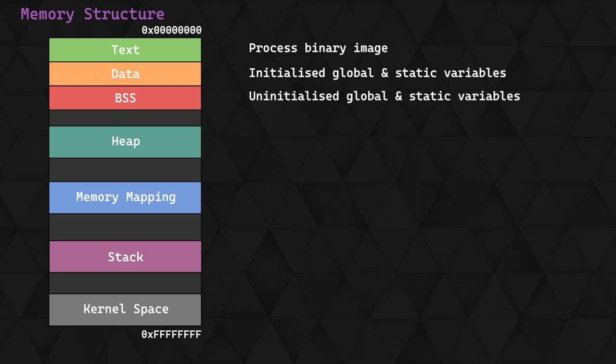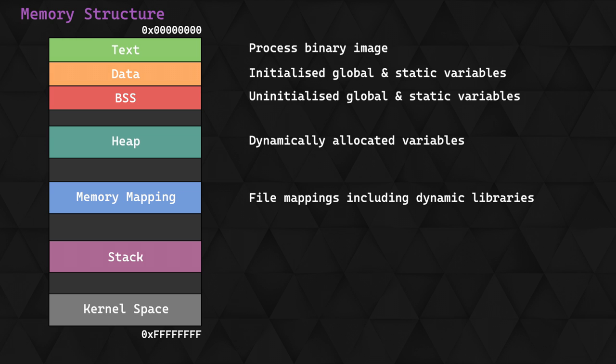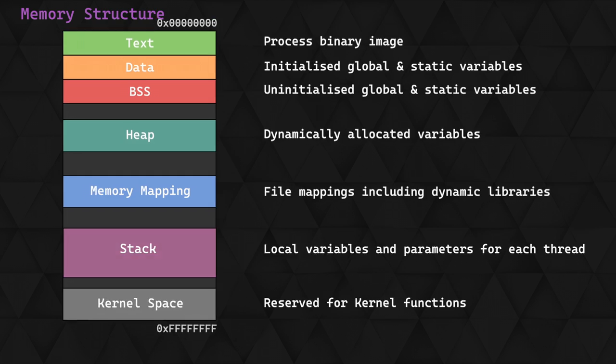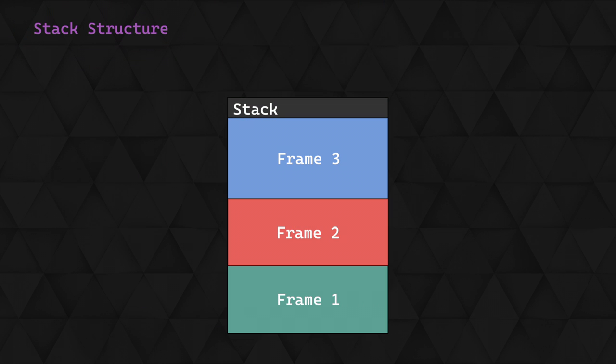Next one down is the heap. So this contains dynamically allocated variables. Then we've got the memory mapping segment, which contains file mappings such as shared libraries. Below this, we've got the stack. Each thread has its own stack, which contains local variables and parameters. We're going to focus more on the stack in a moment. Below the stack is the kernel space. This is reserved for kernel functionality and is not accessible from the user space that all of the above operates within. Now, moving back to the stack, let's see how it's structured.